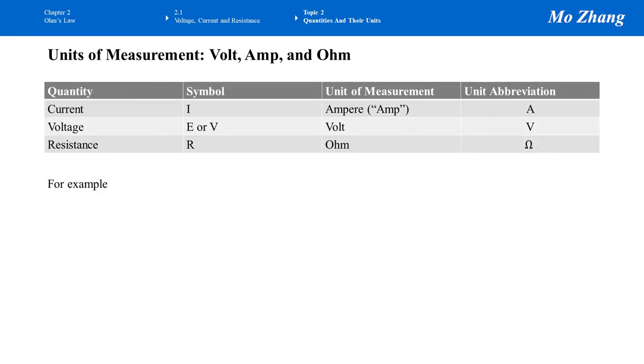For example, for the current, I equals 5 amps, 5 ampere. Next, voltage, V equals 120 volts. And then the last one, resistance, R equals 100 ohm.